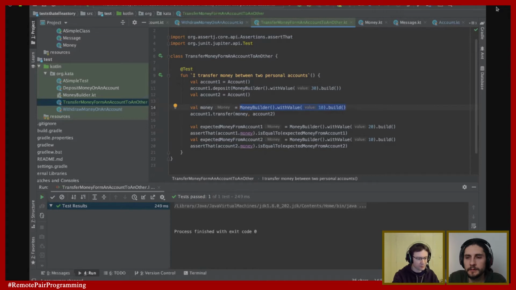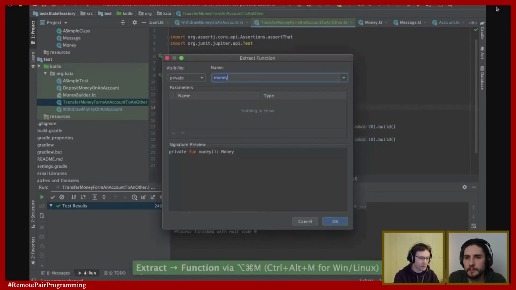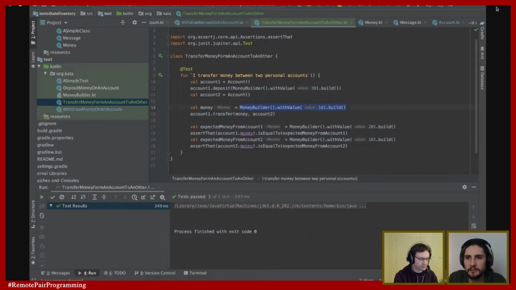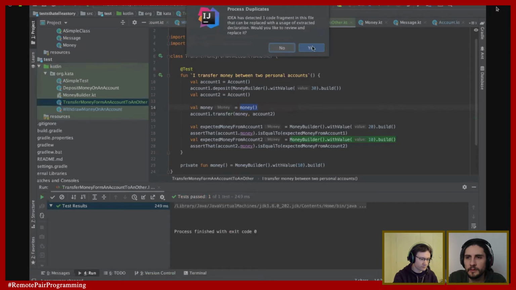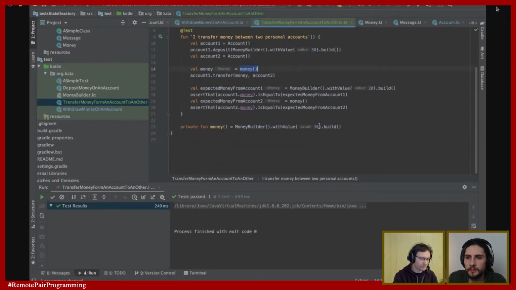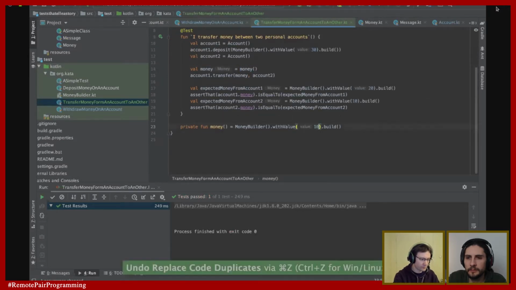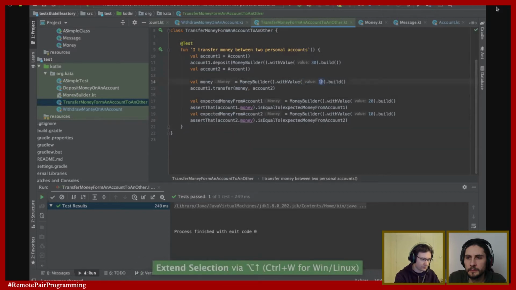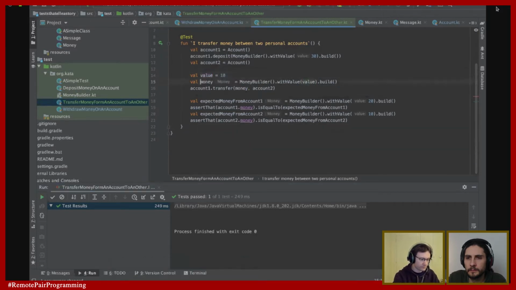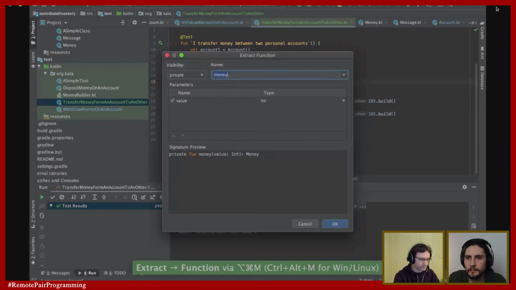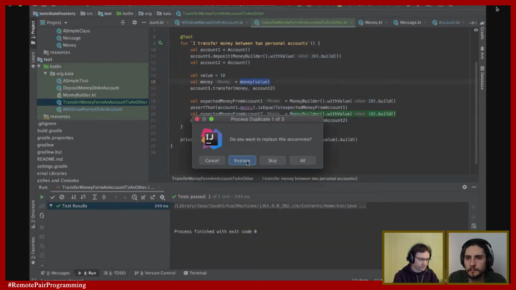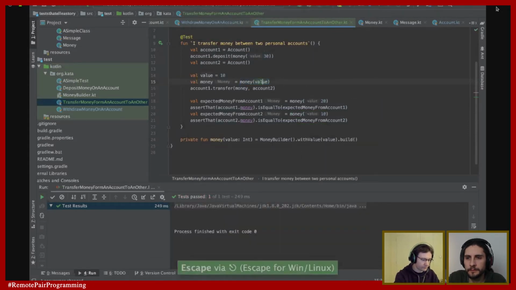Yeah, exactly. So we'd like to have something like a helper method, because we use it four times already here. So it could be money, I think. But I would keep the value, so promote that as a parameter. Great, looks a lot nicer.